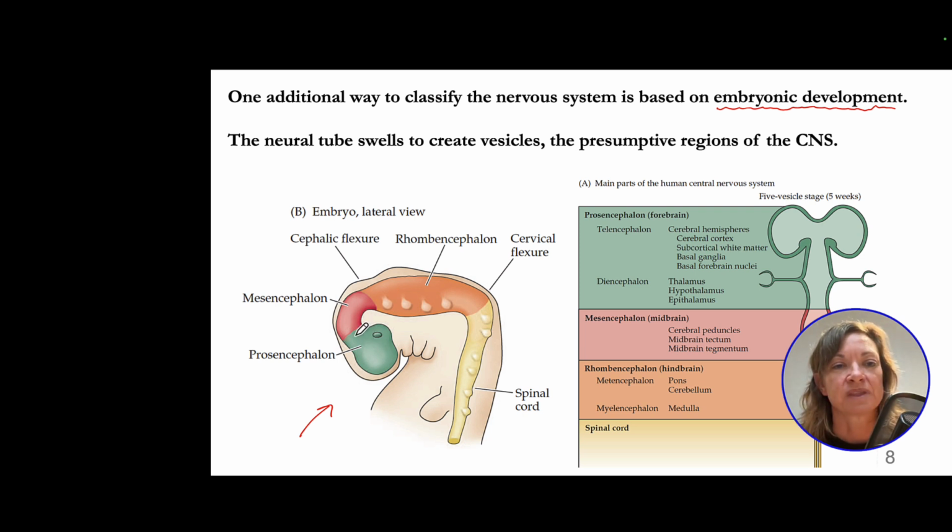And so the prosencephalon is sort of the anterior bit, and then we have a mesencephalon and a rhombencephalon, and they're separated by these flexures. And so the prosencephalon, or the forebrain, is here, mesencephalon, rhombencephalon. And these three swellings or vesicles give rise to all of these structures in the brain.